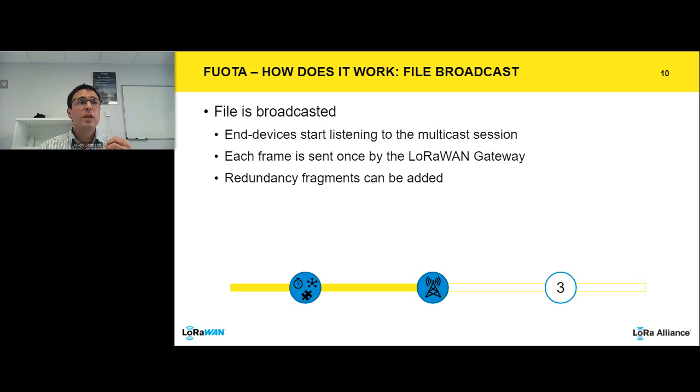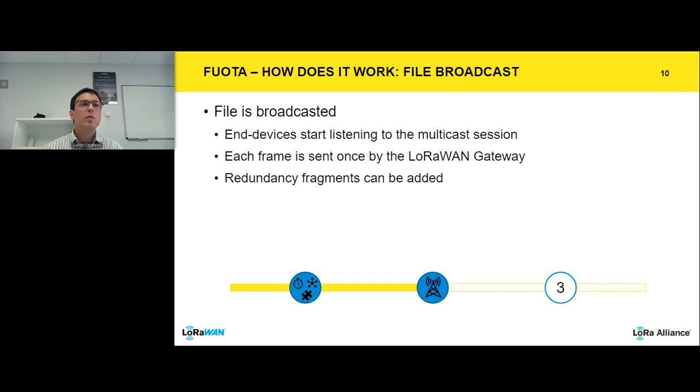Then the file is cut into many fragments. Each fragment is sent once and only once by the LoRaWAN gateway. Over the air, if an observer is looking at the radio traffic, they will see a single frame going away from a gateway, and that frame is received by all the devices because they all have the same security context and the same radio parameters, listening to that broadcast.